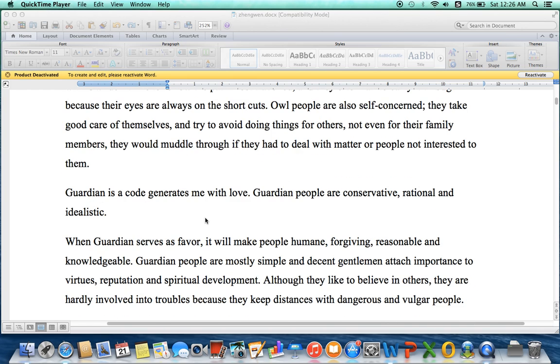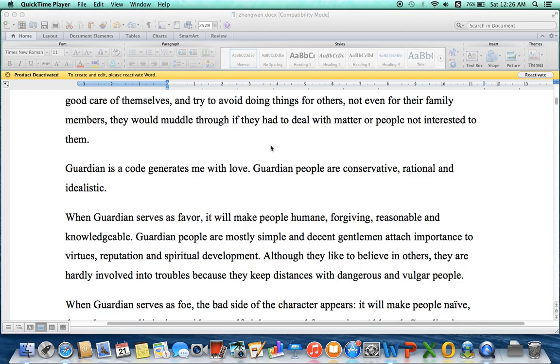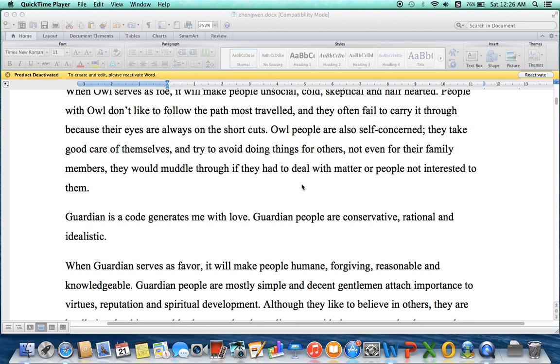And guardian is the opposite. It is the code that generates me with the opposite charge, with love. That's owl is without love, guardian is with love. Owl and guardian are another code that generates me. For example, if I'm wood, water is my owl or guardian. So guardian people are conservative, rational, and idealistic.